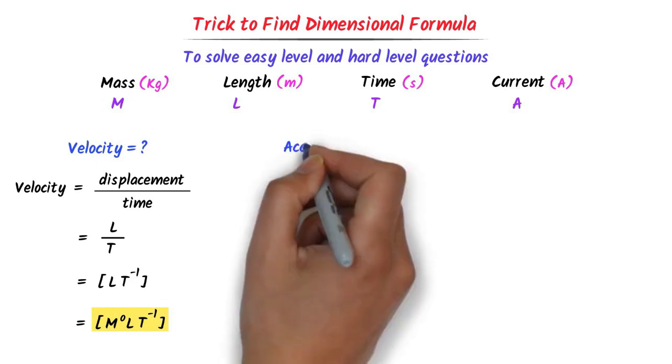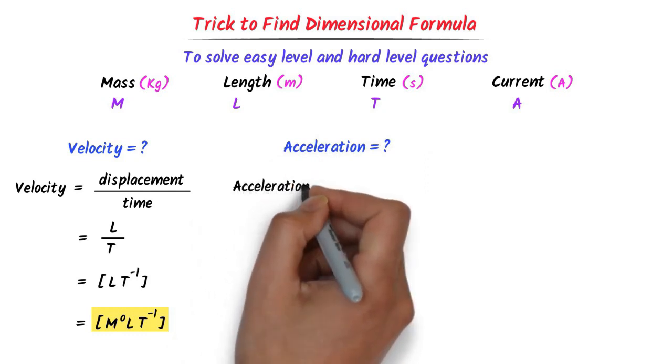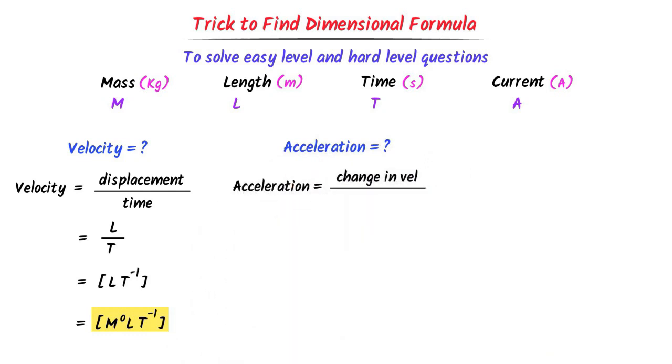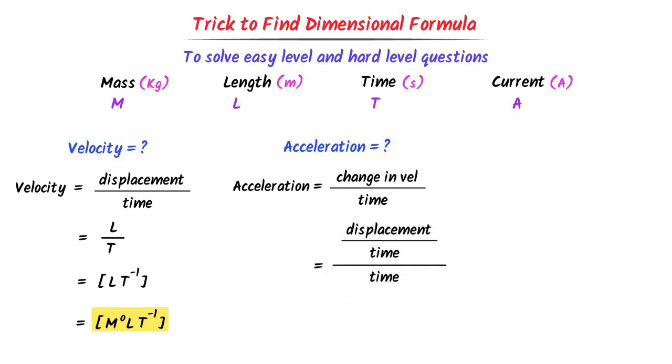Secondly, find the dimensional formula of acceleration. Well, we know that acceleration is equal to change in velocity upon time. Now velocity is equal to displacement upon time, then this time. We know that the dimensional symbol of displacement is L, that of time is T, and that of time is also T. I get L T^-2. Hence the dimensional formula of acceleration is L T^-2.